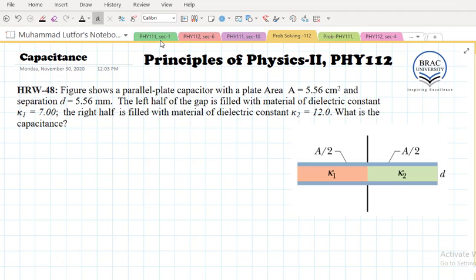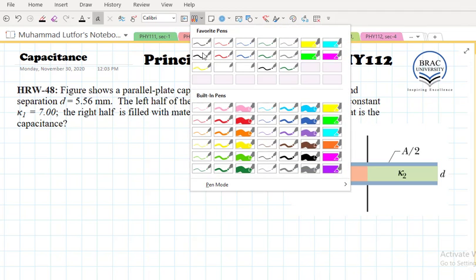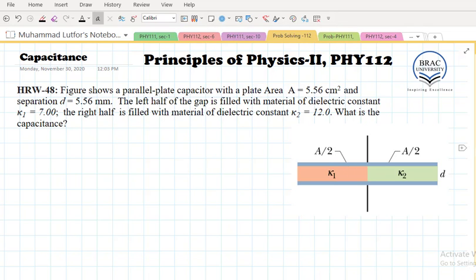And this capacitor we fill with two different dielectric materials of different dielectric constants. The left half of the capacitor we fill with the dielectric material kappa 1, which is 7, and the right half is filled with the dielectric constant kappa 2. Then we have to find out the total capacitance of this capacitor.